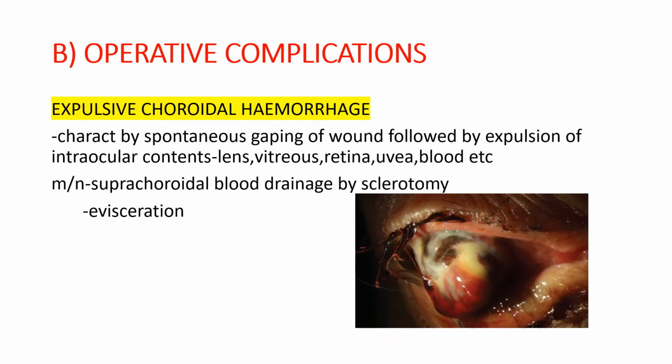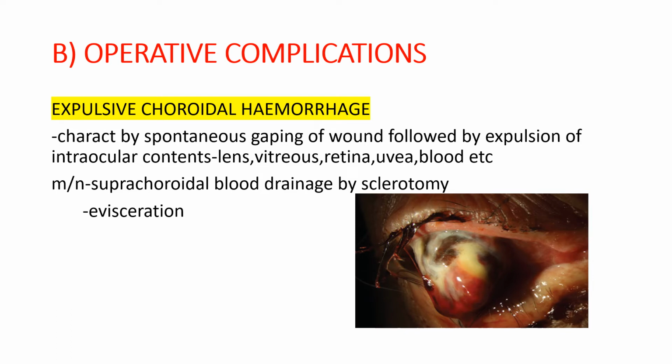Expulsive choroidal hemorrhage. It usually occurs in hypertensive patients. It is characterized by spontaneous gaping of the wound, followed by expulsion of the intraocular contents like lens, vitreous, retina, choroid, uveal tissue, blood, etc. Now, management is suprachoroidal blood drainage, done by sclerotomy, wherein a small hole is made in the sclera and suprachoroidal blood is drained, but it usually ends up in evisceration of the eyeball.